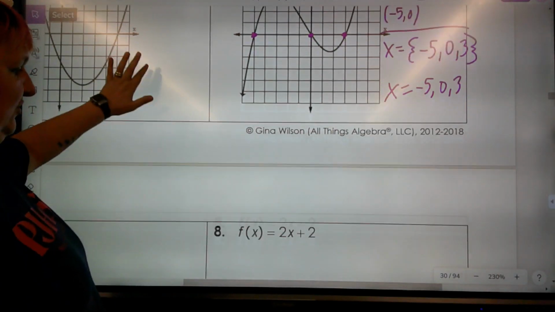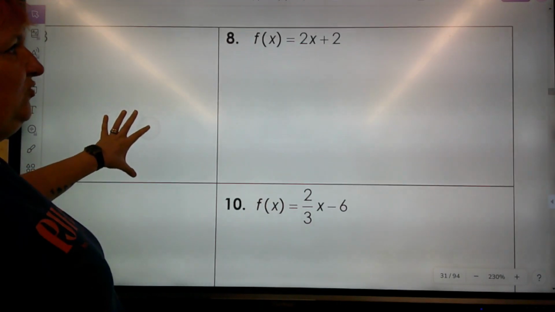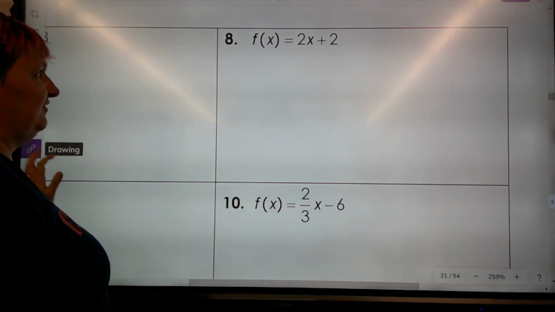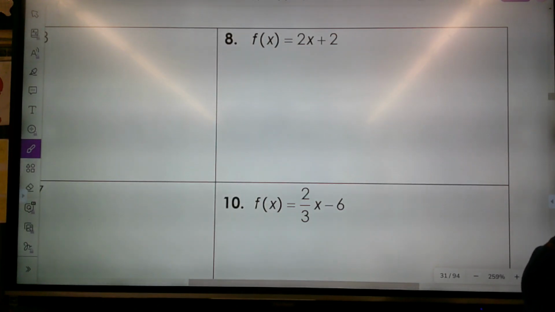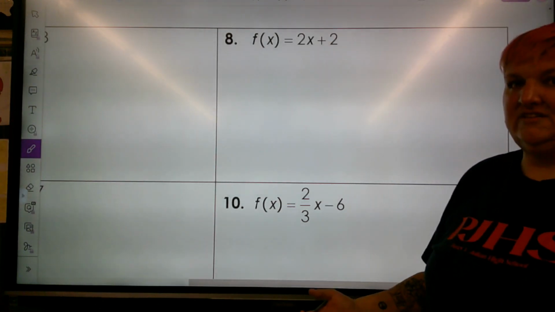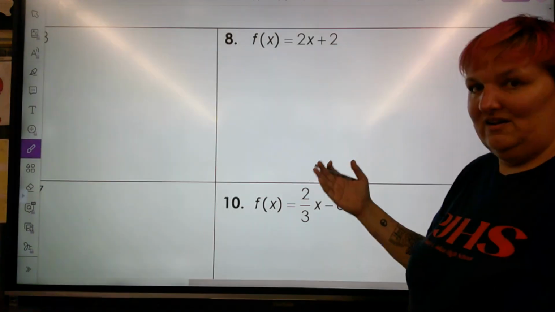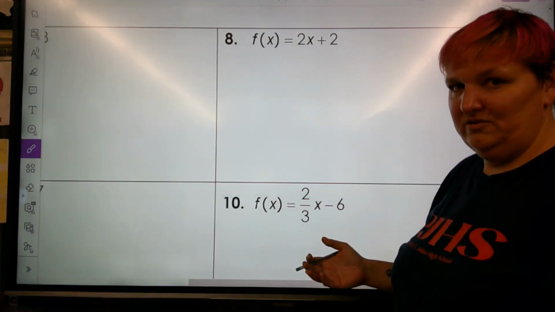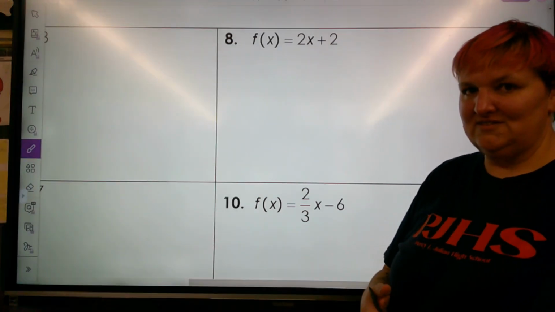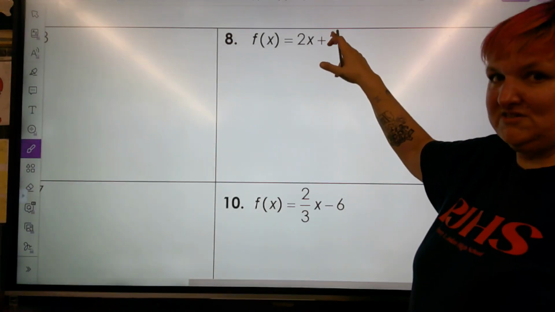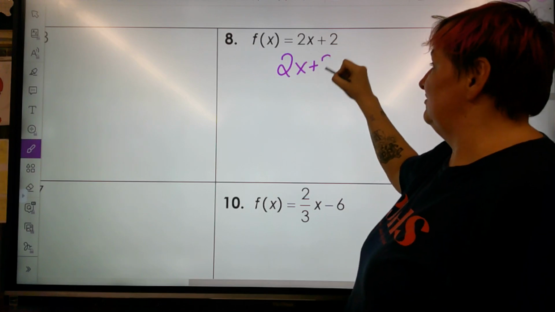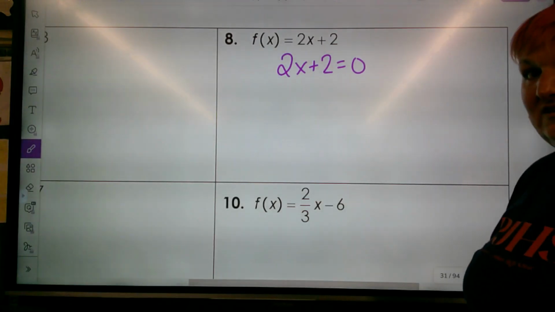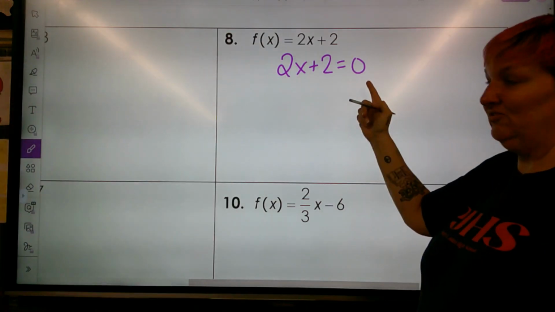Alright, so that's if they give you a graph. What if they give you an equation? How do you find out what the x is? Well, it's called zeros for a reason, right? The y is always going to be 0 if it's crossing the x-axis. So if we want to know where this crosses the x-axis, all we have to do is set it equal to 0.